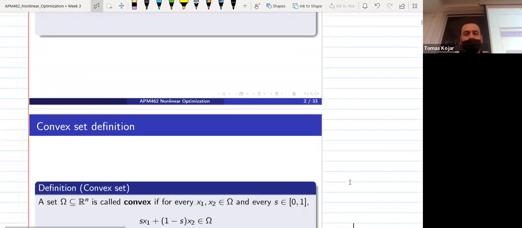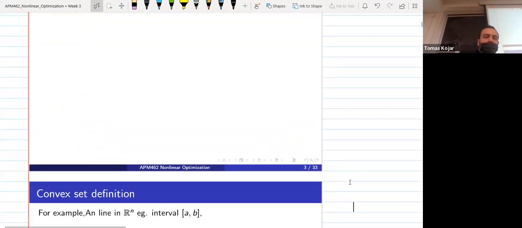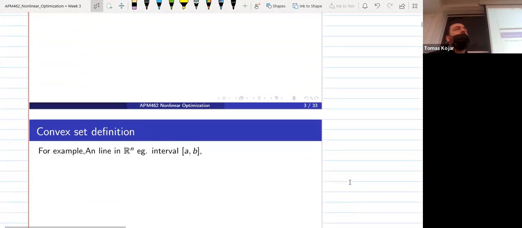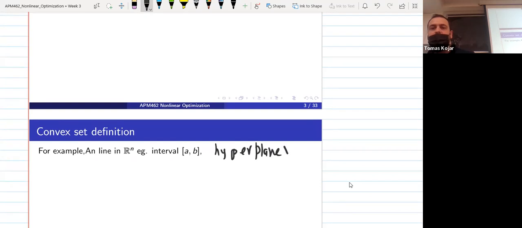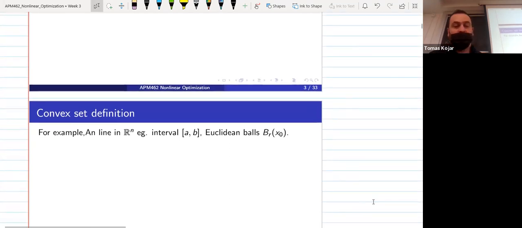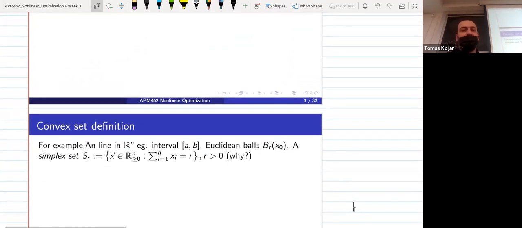All right. And here, any line in Rn, so intervals, hyperplanes, they are all convex. Euclidean balls. And the one we're going to see in your homework is called a simplex set.